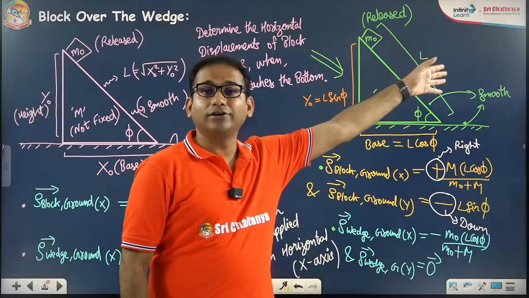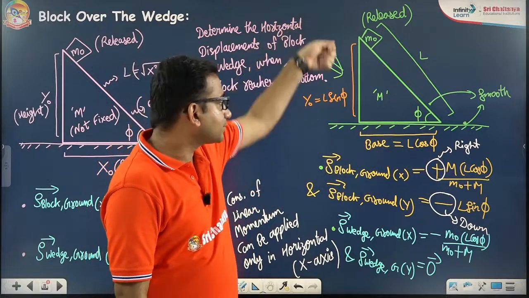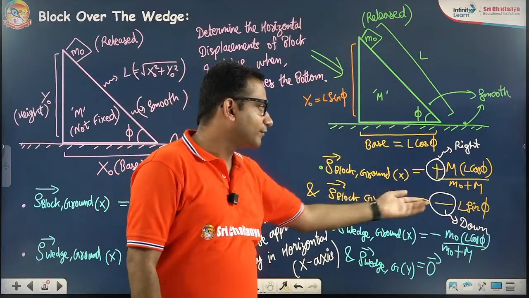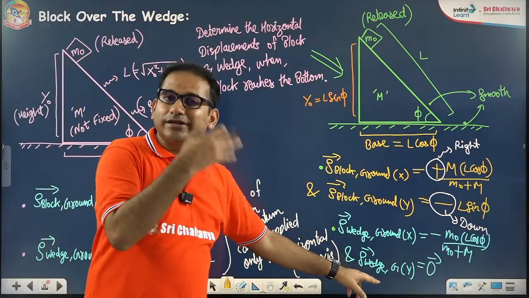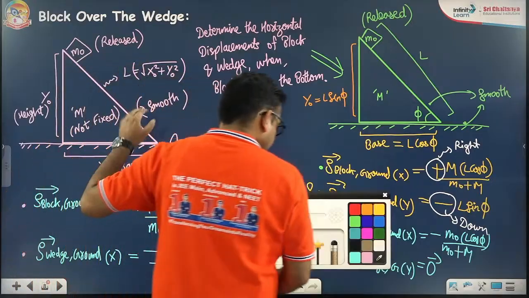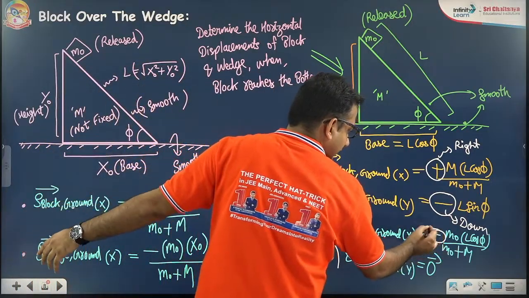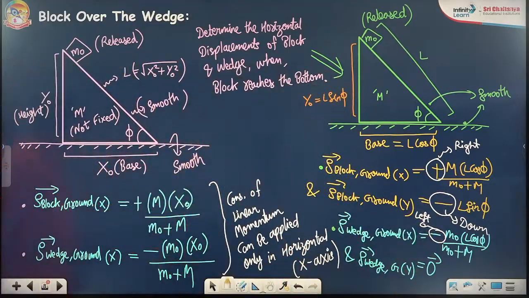Block is moving horizontal also according to the shortcut technique of conservation of momentum. And block is moving in vertical also, which is given obviously minus L sin phi. Wedge is not at all moving. Inclined plane is not at all moving in vertical direction. It is just getting displaced in leftwards direction. So this negative is showing left. I hope the entire logic in front of you, that's clear to you.